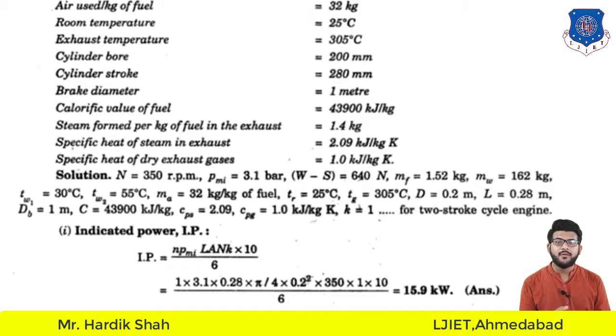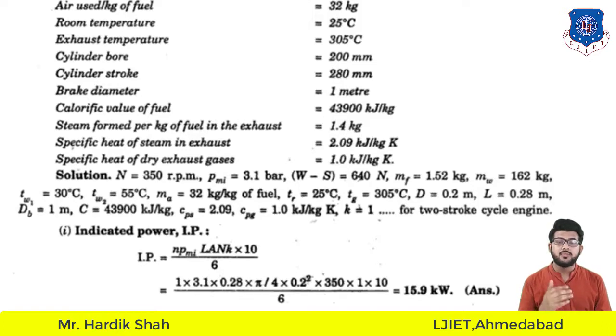So what will be the answer of this? Pi by 4 d square, where d is given as 200 mm, so it will be 0.2 square. Thereafter RPM, that is N, 350, into K, which is always 1 for the two-stroke engine, into 10 by 6. When you calculate this, you will get an IP of 15.9 kilowatt. I want you to calculate it yourself in a calculator, so you learn how to convert all the things and make it clear.